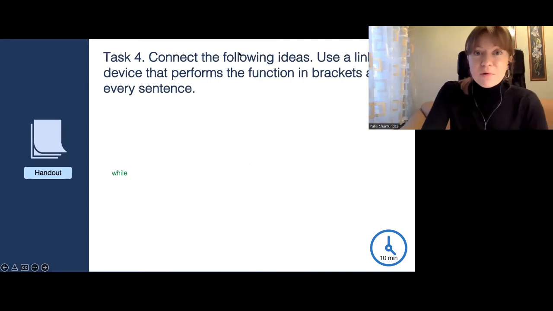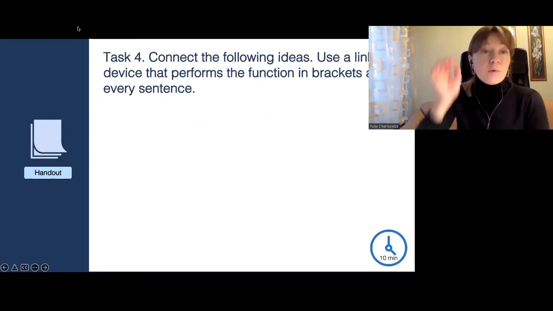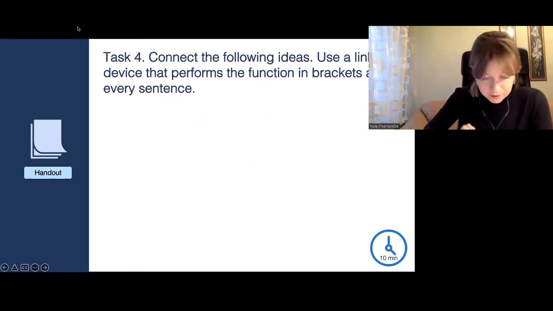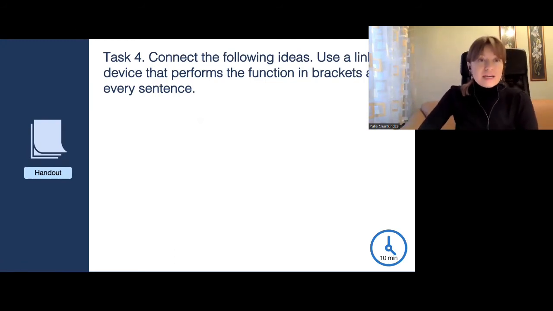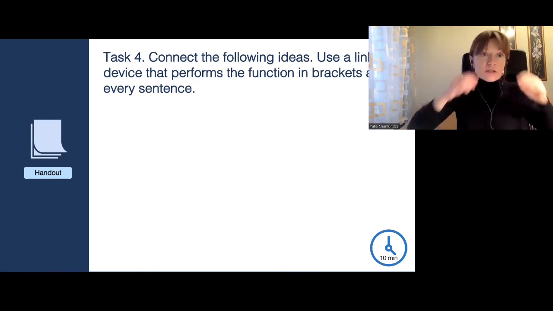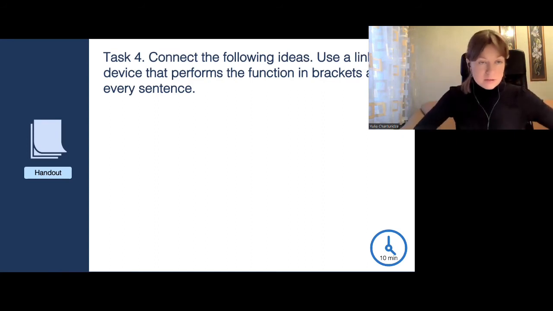So a more challenging thing now. In your handouts, you should see task 4. And in task 4, there are several sentences that I would like you to connect. The idea is that at the end of the two ideas that you have in each line, you have a function in brackets. So you are free to choose any linking device performing this function. Try to use maybe new ones or those ones that you've learned something new about today. Can you please connect these ideas? So you will need to write the sentences.